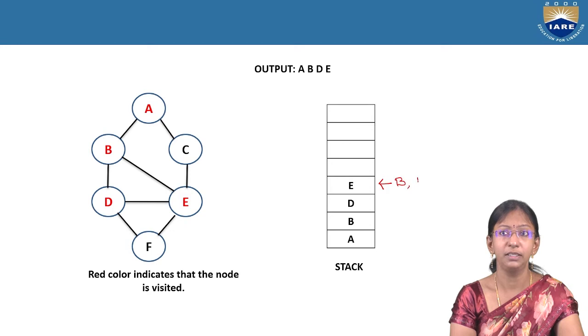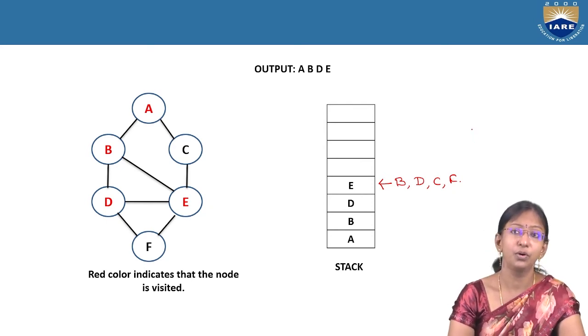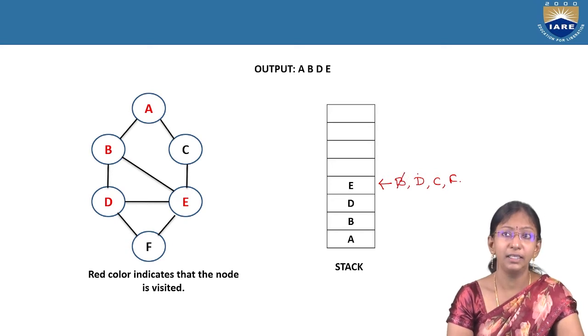B, D, C and F. And our point of concentration is the unvisited neighbors of the current node. So B and D are already visited. So the unvisited neighbors are C and F. Choose one of them, hop to that node and mark it as visited.